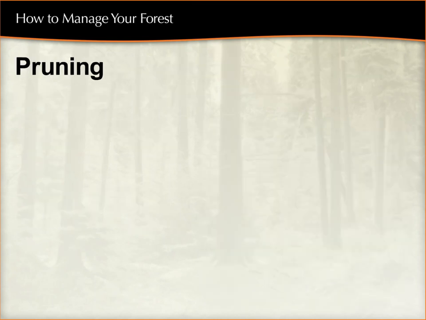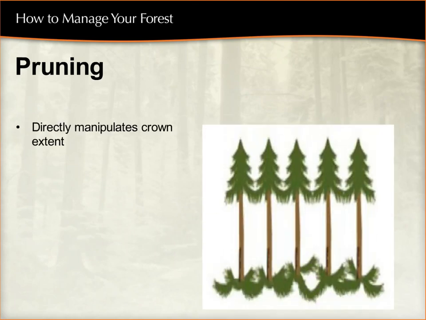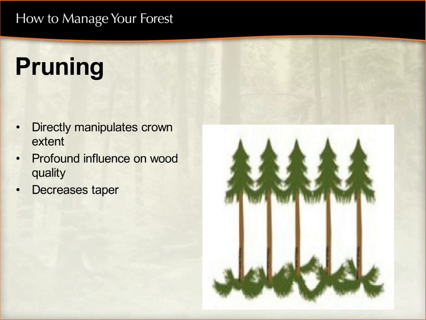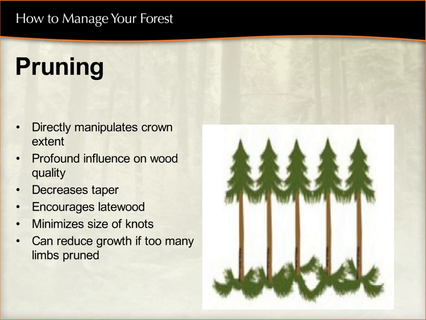Another option is to prune off the lower branches and thus directly manipulate the length of the crown. This has a profound influence on wood quality. This will lead to less taper, more late wood, and smaller knots. Caution must be used, however. You should always leave at least 50% of the total height of the tree in live green crown. Otherwise, the trees won't have enough food factory to produce the food needed for growth. More information on silvicultural treatments will be provided in sections 9 and 10.